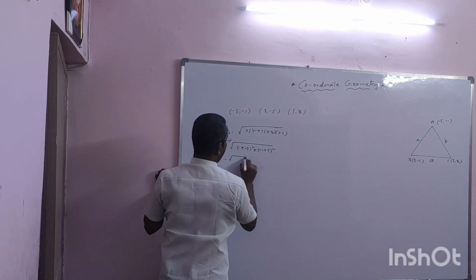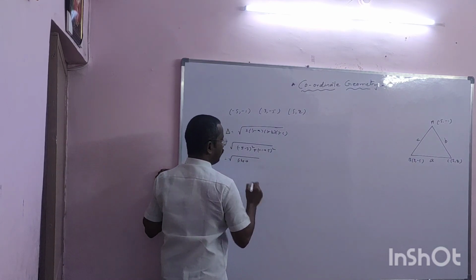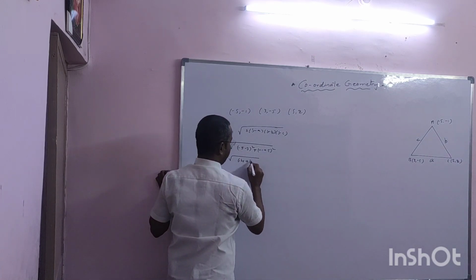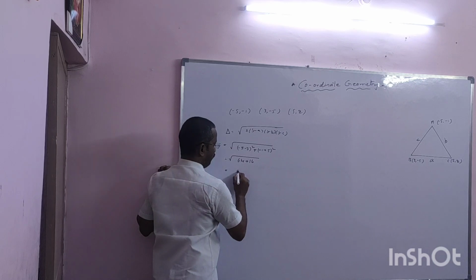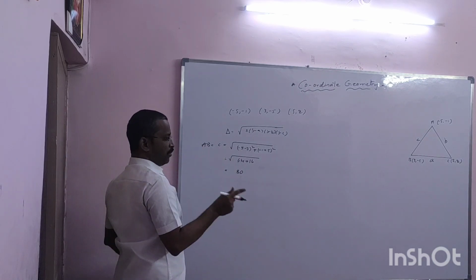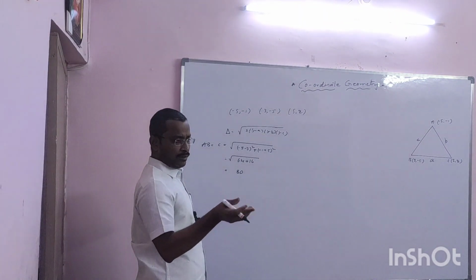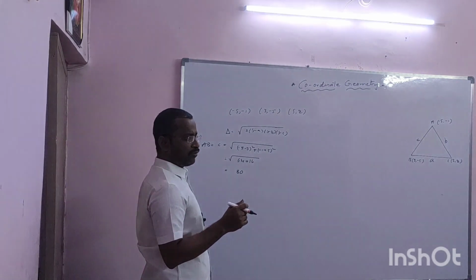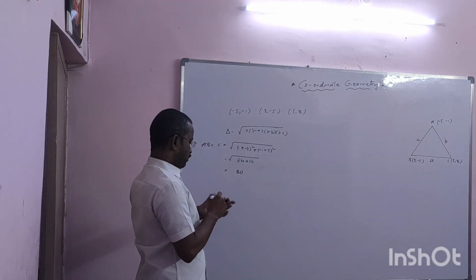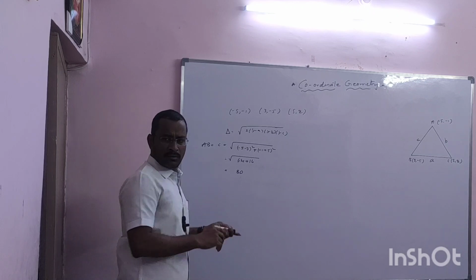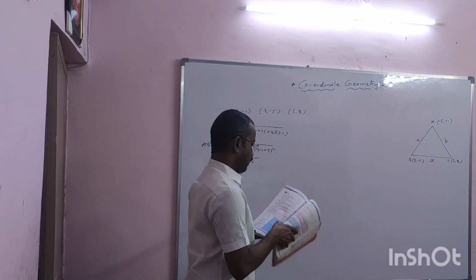So what do you get here? Under root of minus 5 minus 3 is minus 8, so the square is 64. Minus 1 plus 5 is 4, so the square is 16. What do you get here? 64 plus 16 is 80. Before, the value we got was 4, right? Before, the area we got was 10.5 or something? 10.5 we got, no? One second. That is, the k value is 4. One second, I will let you know.